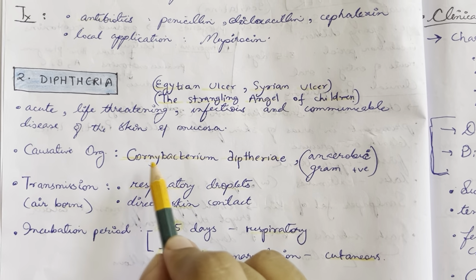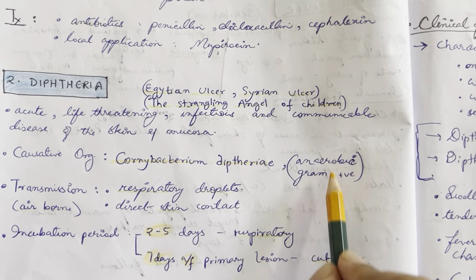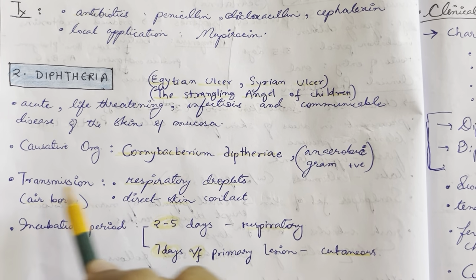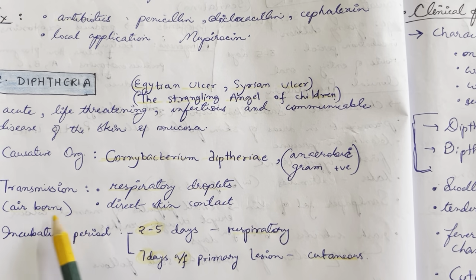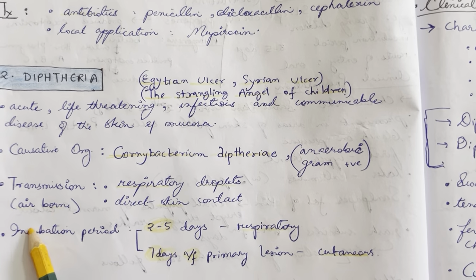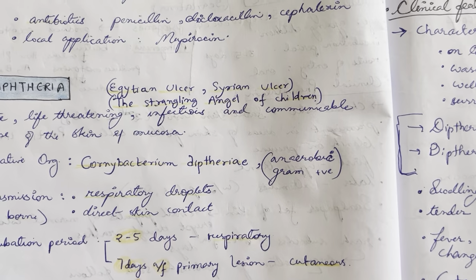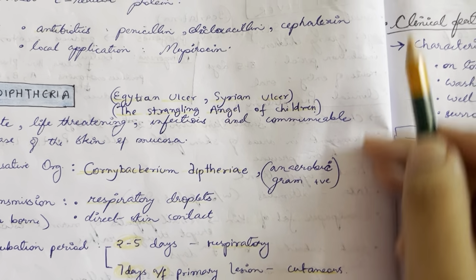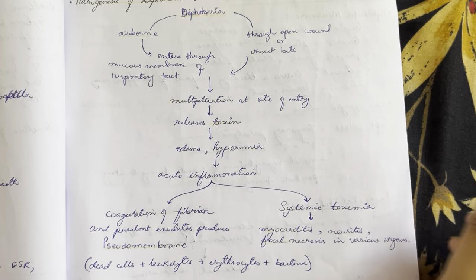The causative organism is Corynebacterium diphtheriae. It is anaerobic and gram-positive. Transmission is through respiratory droplets, and it is airborne. Direct skin contact can also transmit. Incubation period is about 2 to 5 days for the respiratory symptoms, and 7 days after the primary lesion, the cutaneous lesions may arise. So, coming to the pathogenesis of diphtheria.